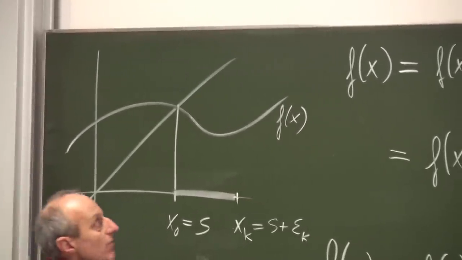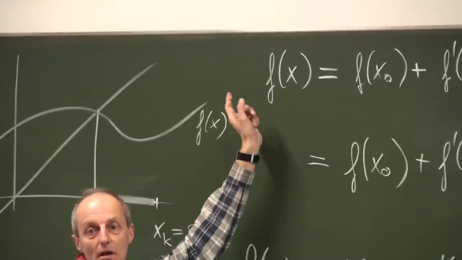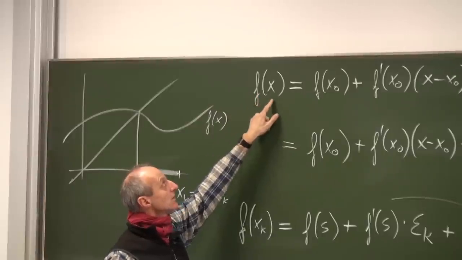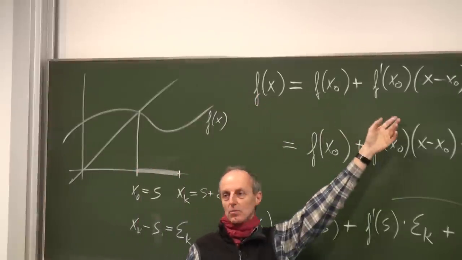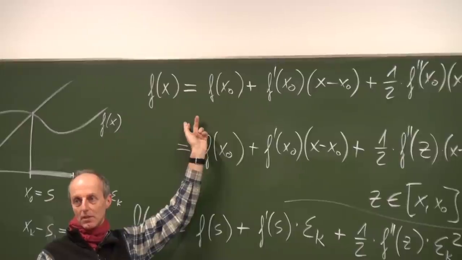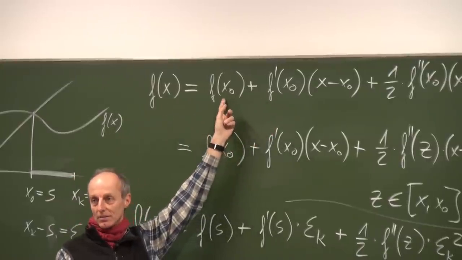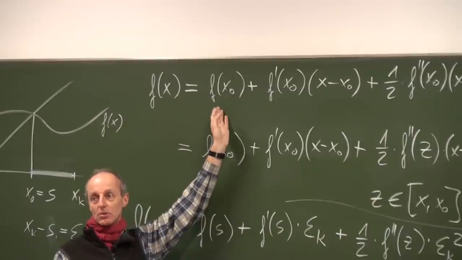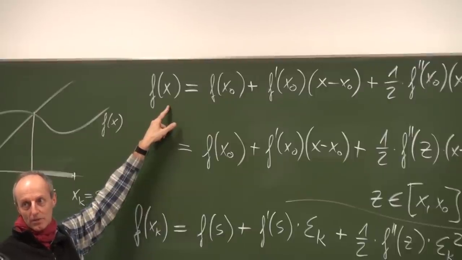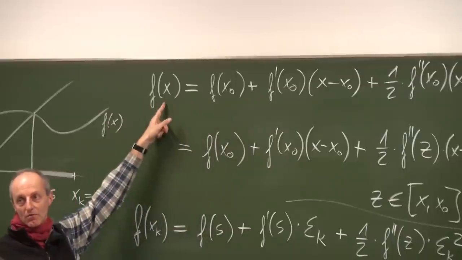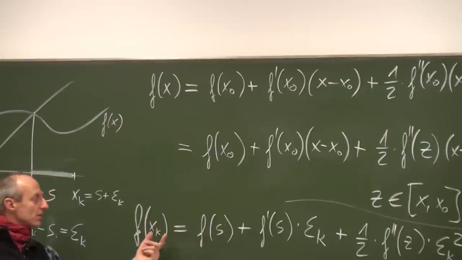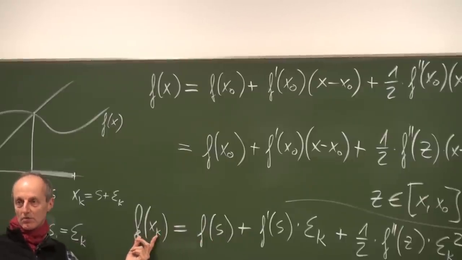But what we want to have is a function that is defined for all x. This right-hand side, which is the Taylor series, is an approximation for f for arbitrary x. But we use as a fixed expansion point x0. So we use x0 as the expansion point, but of course we want to have a function value for arbitrary x. So here we have x0, but here we have an arbitrary x. And that's what we did here. S is our x0, but this is our arbitrary point where we want to evaluate the function.